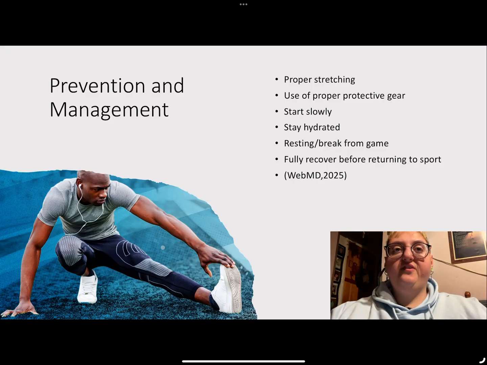You can't always prevent a dislocation. They usually happen because of accidents. There are some things you can do to try and prevent these injuries, like including proper stretching before any game or exercise, the use of all protective gear, staying hydrated, and taking proper breaks in game. If you are recovering from a dislocation, it is best to take things slow when returning to your sport and make sure you are fully healed before returning.